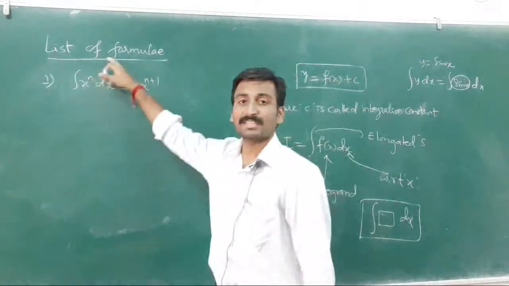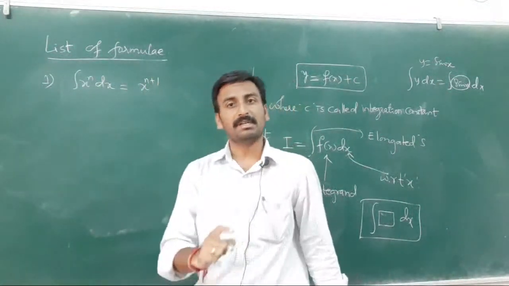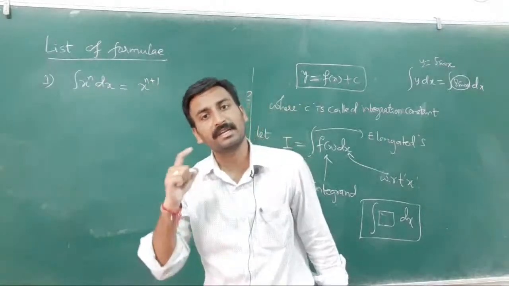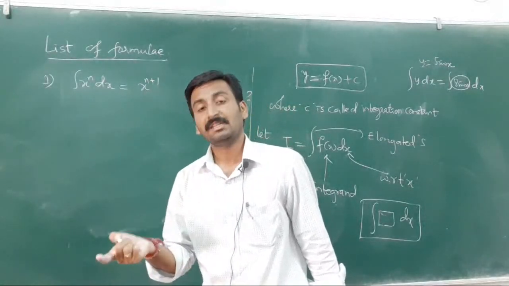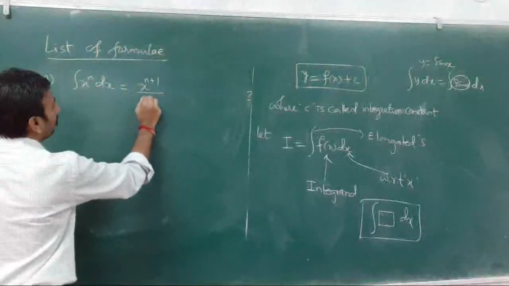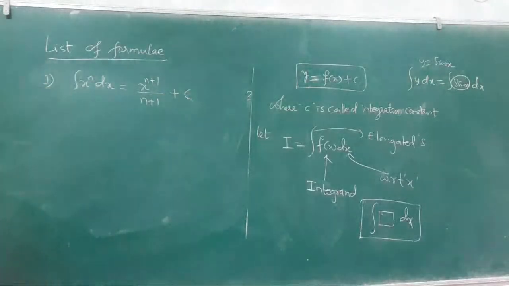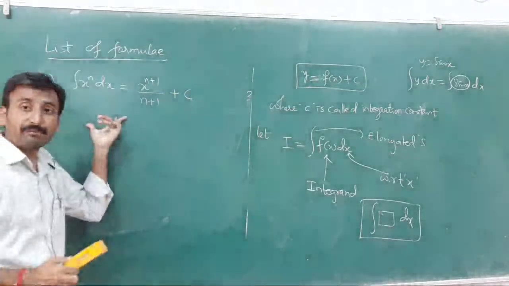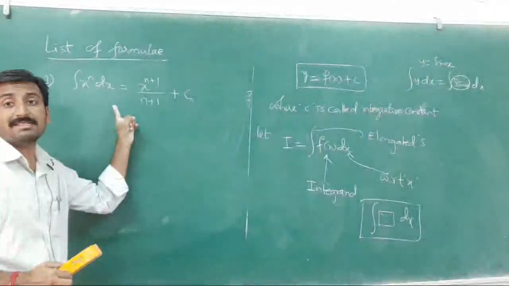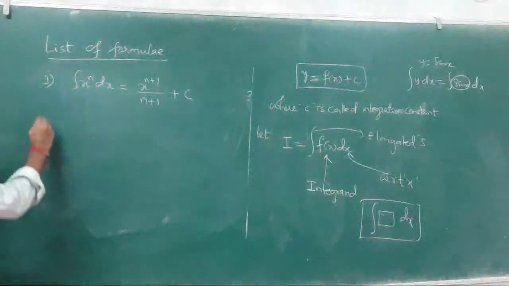What is integration of x raised to n? X raised to n plus 1. And also remember, when I differentiate x raised to n, you write n into x raised to n minus 1. So here, this should be divided by n plus 1, plus the integration constant. Understand very properly. Remember the formula: integration of x raised to n is x raised to n plus 1 divided by n plus 1. Correct?